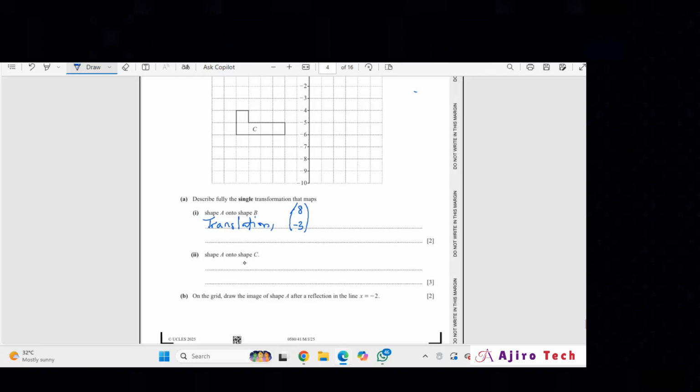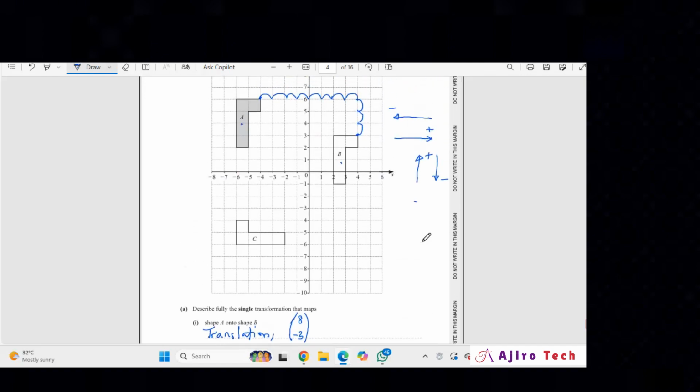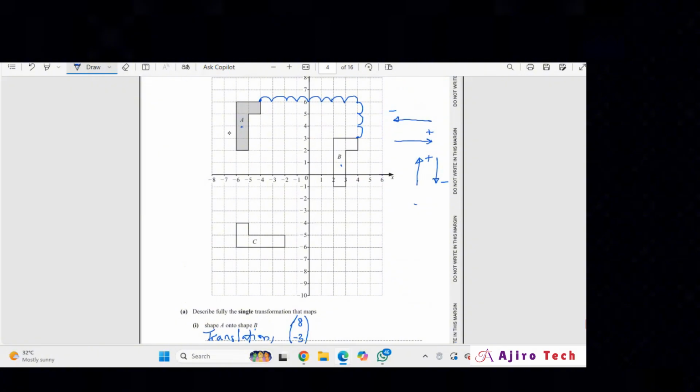Now, let's look at this one. Shape A to shape C. Shape A onto shape C. And I want to explain this. Where is shape A? Look at shape A onto shape C. Now, if you notice properly, you will see that this is pure rotation. I hope that is taken on. You see that this is pure rotation.